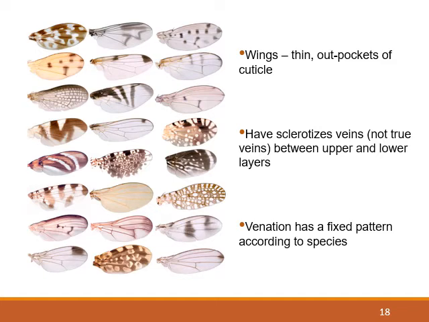In your typical wing structure, you have these wings that are made out of very thin layers of cuticle or exoskeleton. And between these upper and lower layers of cuticle, you have these vein structures running throughout the wing. And these wing venation patterns are fixed according to the species, and that makes them really useful when it comes to taxonomy or identification, as each species will have a particular pattern of wing veins, making them really useful if the other morphological characteristics in the insects are similar between different species.